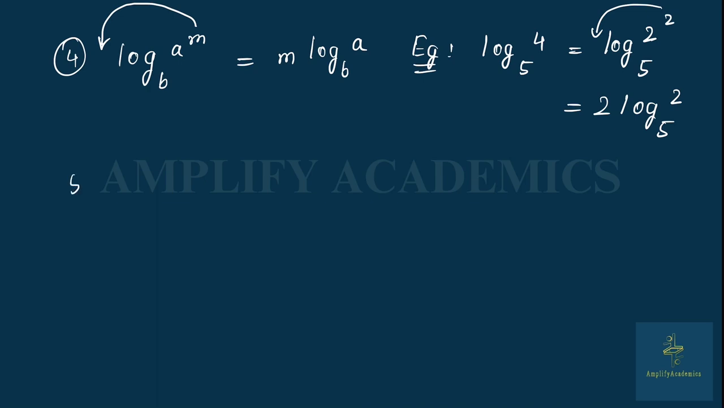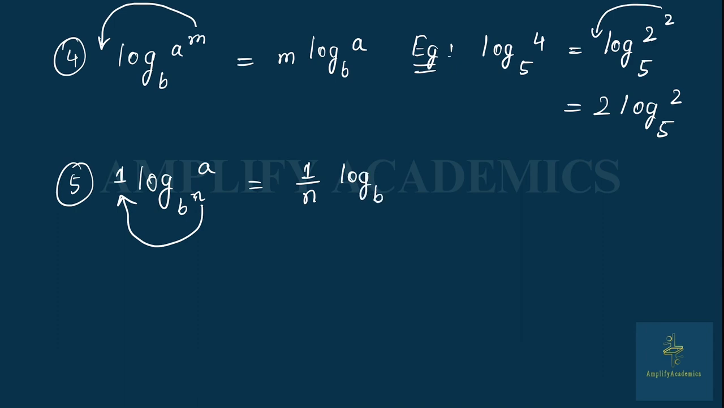Next property. Let's say this time you have the exponent or the power on the base. So b to the power n, let's say, argument a. So we have a 1 here, the invisible 1. You can drag this power and put it underneath that 1 as the denominator, and rewrite this as 1 over n log base b, argument a.